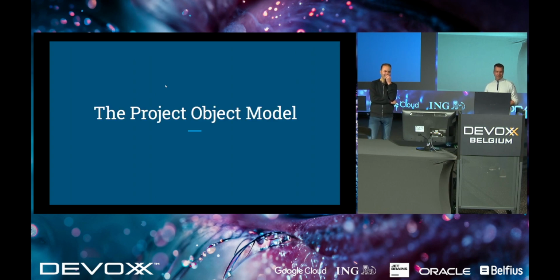So let's talk about the real thing, what makes Maven 4 different than Maven 2 and 3. Let's not talk about Maven 1. So let's talk about the project object model. This is short for POM. No, POM is short for project object model.